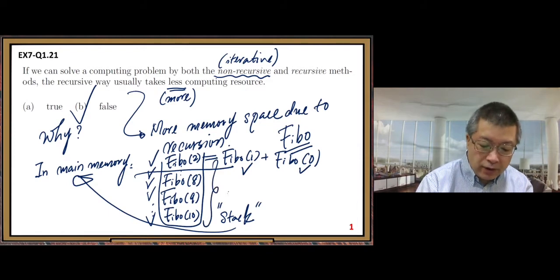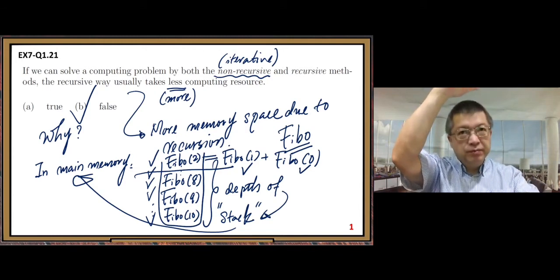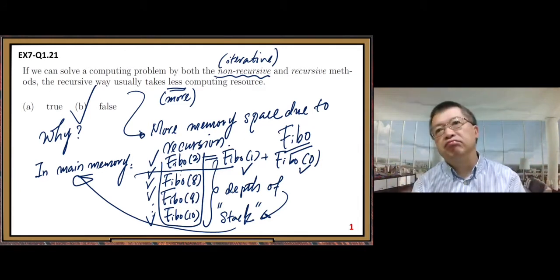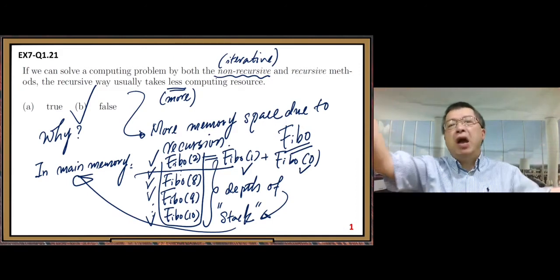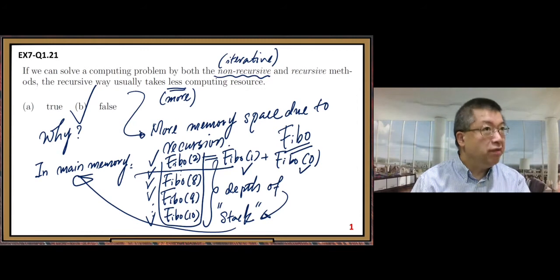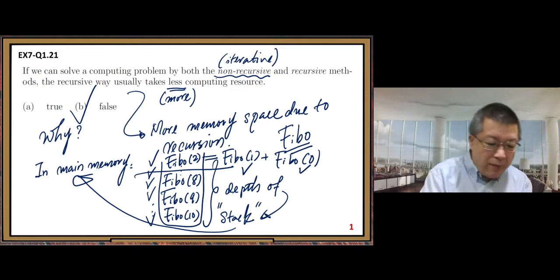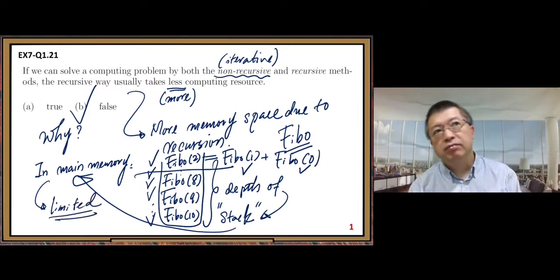But the depth, you can think about the depth of the stack. Give you the amount of the memory space used in main memory. The deeper the stack, the more memory resource you need to use. So in that way, because we know the memory space is limited, right? The memory space is limited.